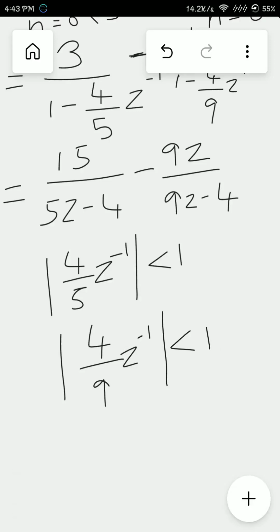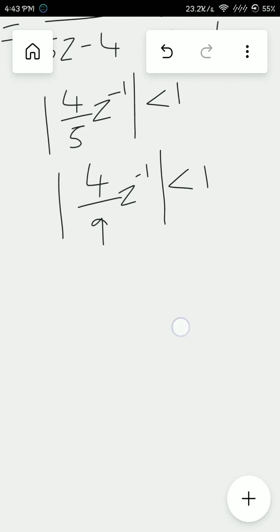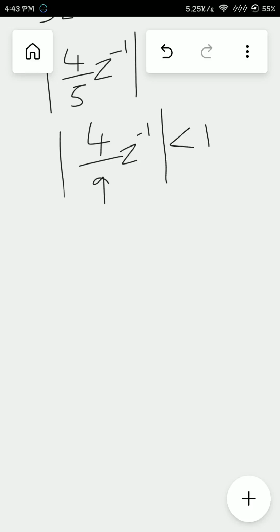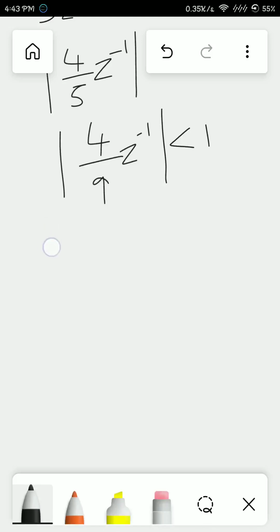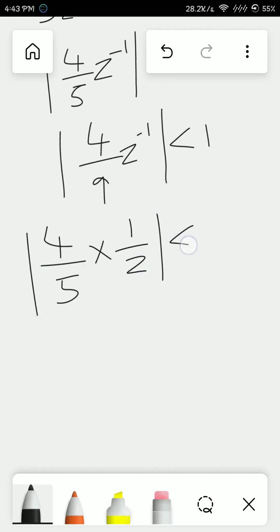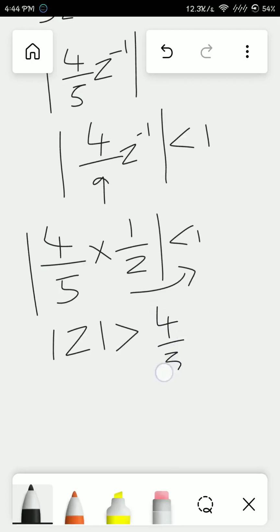So now next I have to simplify both. For the very first one, I get 4/5 into (1/z) whole modulus lesser than 1, or if I shift z inverse over here, I get modulus of z greater than 4/5. And if you do the same for 4/9, instead of 5 here you are going to get 9, so no changes, the same thing.